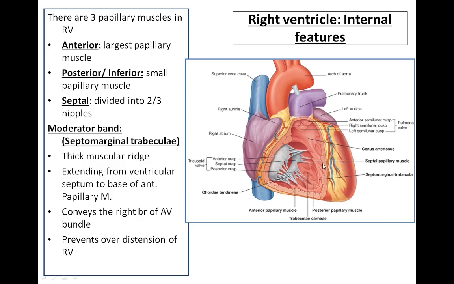Because the AV bundle, that is our conducting system, is divided into a right branch and a left branch. So the right branch will come along with this muscular ridge, which extends from the interventricular septum to the base of the anterior papillary muscle. So this is our moderator band. It prevents over-distension of the right ventricle.